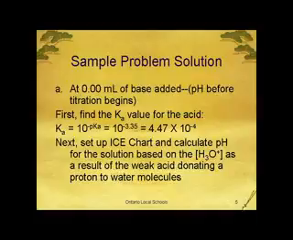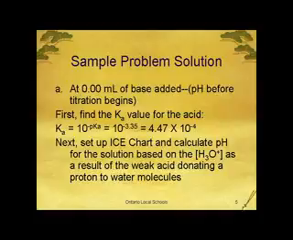So at part A we have 0 milliliters of the base added, so it's the pH really before the titration begins. In order to do this, we first need to find the Ka value for the acid. And we know that the pKa is equal to the negative log of the Ka value. So to find the Ka value, we just take 10 to the negative pKa. So 10 to the negative 3.35 gives us a Ka value of 4.47 times 10 to the negative fourth.